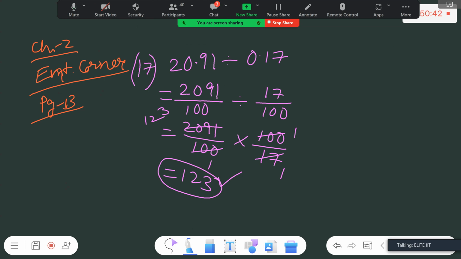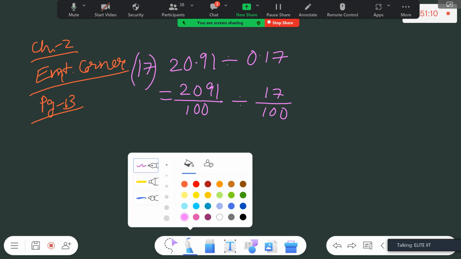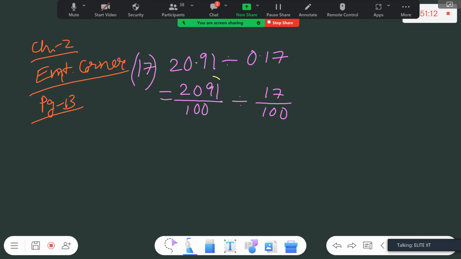Division of fractions. Just now we did this division of fractions, Madhu, didn't we? See this example. You have division of these two fractions, 2091 by 100 divided by 17 by 100.